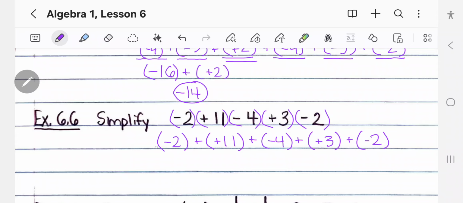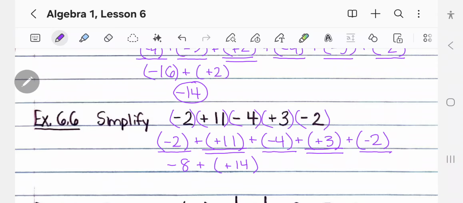Okay, now I'm going to combine all my negatives and all my positives. So here's all the negatives. Negative 2 and negative 4 make negative 6. And then 2 more would be negative 8. Now I'm going to get my positives. I've got 11 and 3, which makes 14.